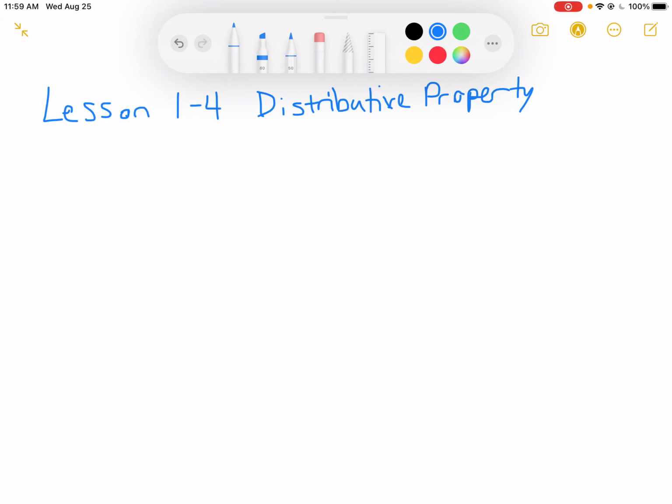Hello, I want to talk a little bit today about the distributive property and work through some examples from lesson 1-4. The first type of example that we should be looking at, these are just expressions, and so there's no equal sign, there's no solving that goes into it. You're just multiplying the number that's outside the parentheses times the numbers inside the parentheses.